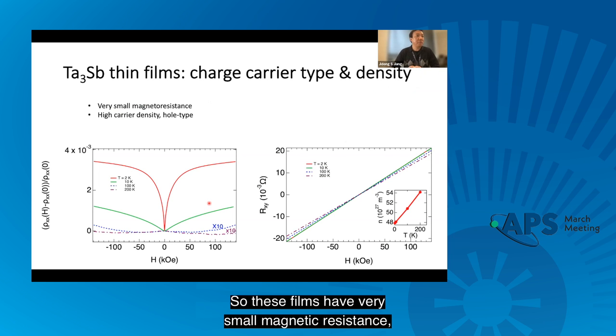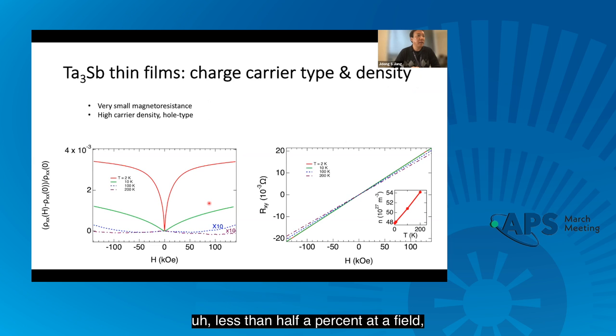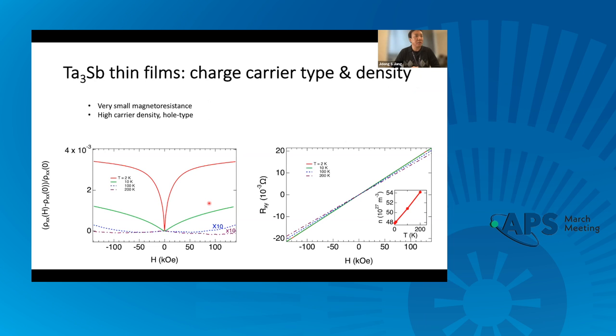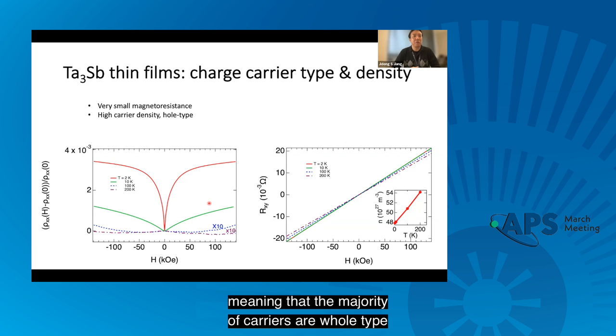So these films have very small magnetic resistance, less than 0.5% at a field up to 14 tesla. At higher temperatures, the magnetic resistance is even smaller, less than 0.1%. We also measured the Hall resistance of these films. The Hall resistance is very small, indicating a very high carrier density. And the carrier density increases with temperature. The Hall resistance is positive, meaning that the majority of carriers are hole type.